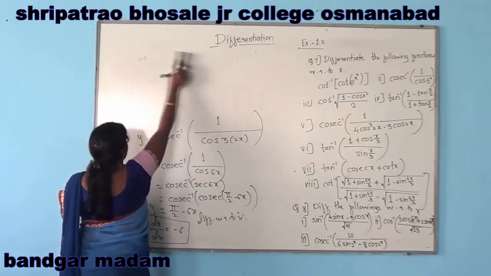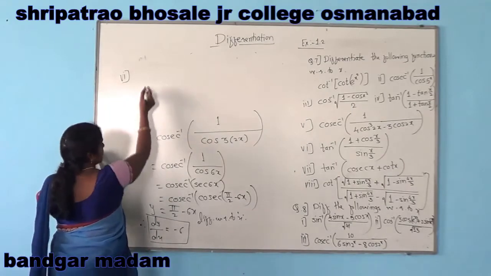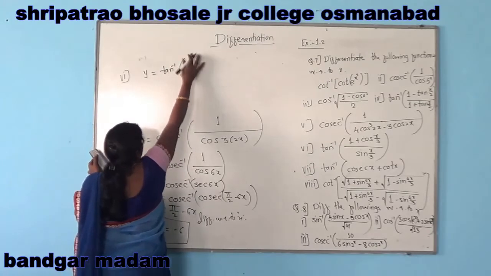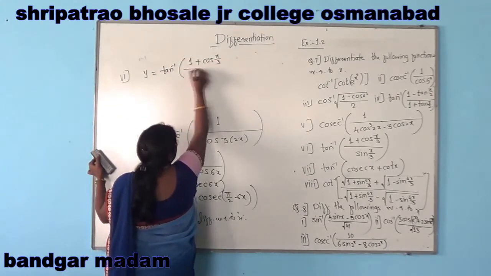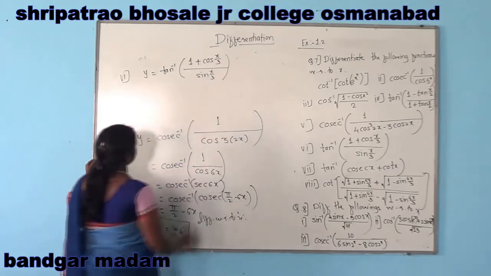Now sixth example is y is equal to tan inverse of 1 plus cos x by 3 upon sin x by 3.